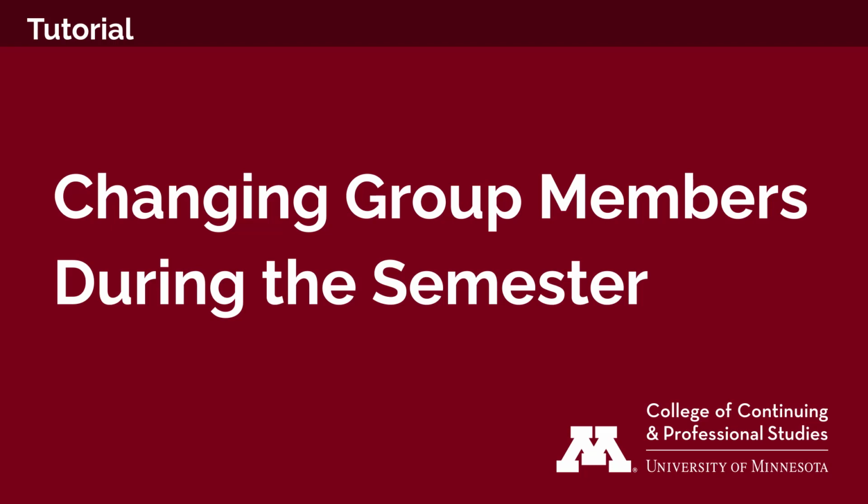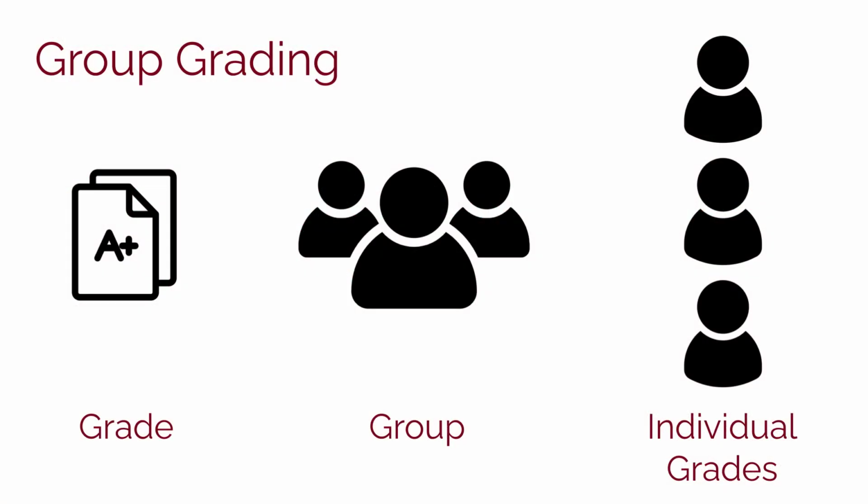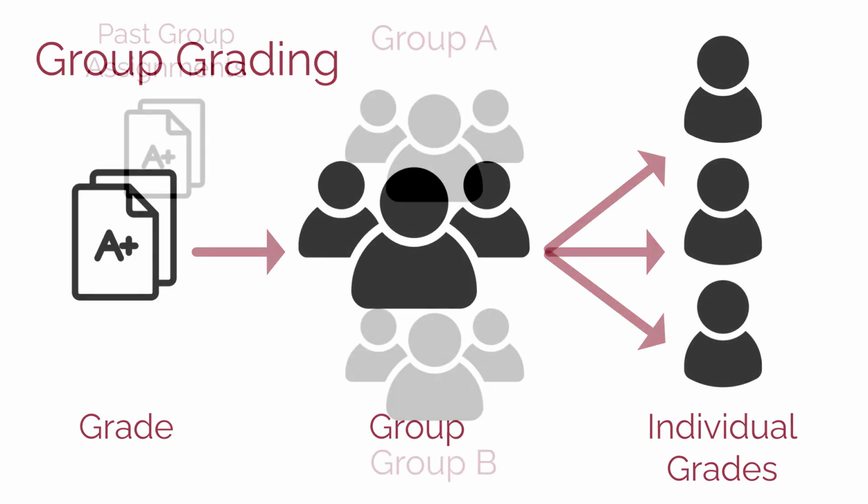During the semester, you may need to change a group member from one to another. If you are making this change in a group set that has already had group submissions, this can be problematic. Groups in Canvas are set up so that when you grade a group in a group set, that group gets the grade. In turn, each of the students in that group receives the grade for that assignment.